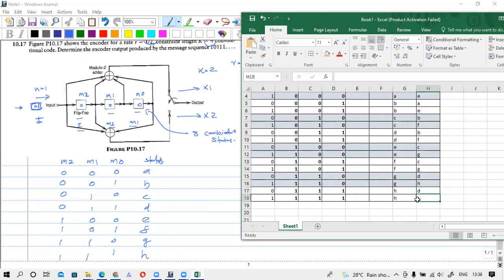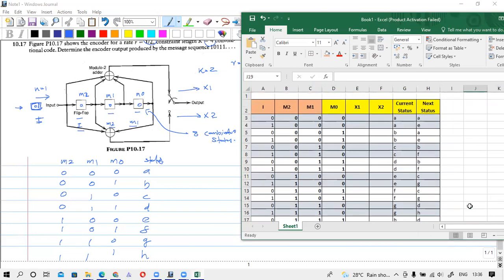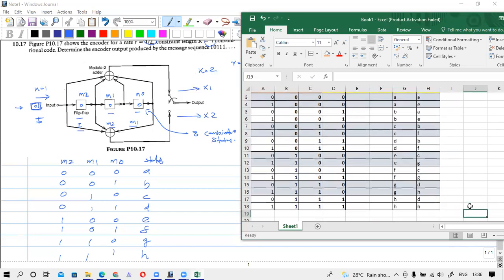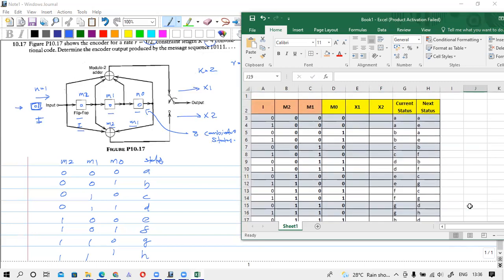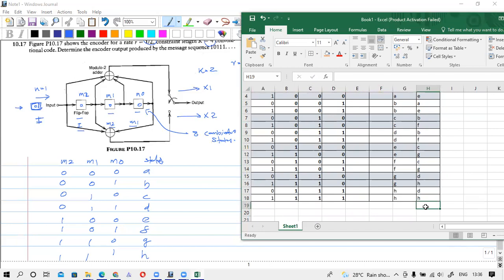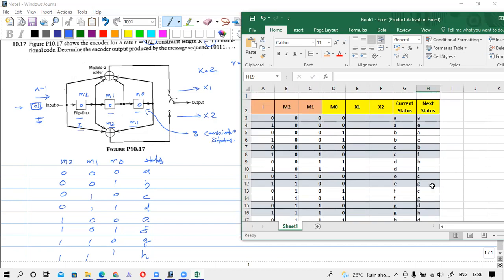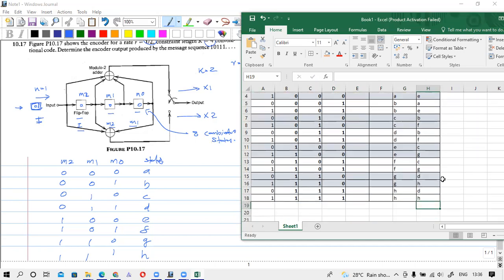So you can see there is a pattern, no? A E A E, B F B F B F, C G C G, D H D H. So we have a pattern. Most probably this will be okay. Anyway, it is better to check one more time.